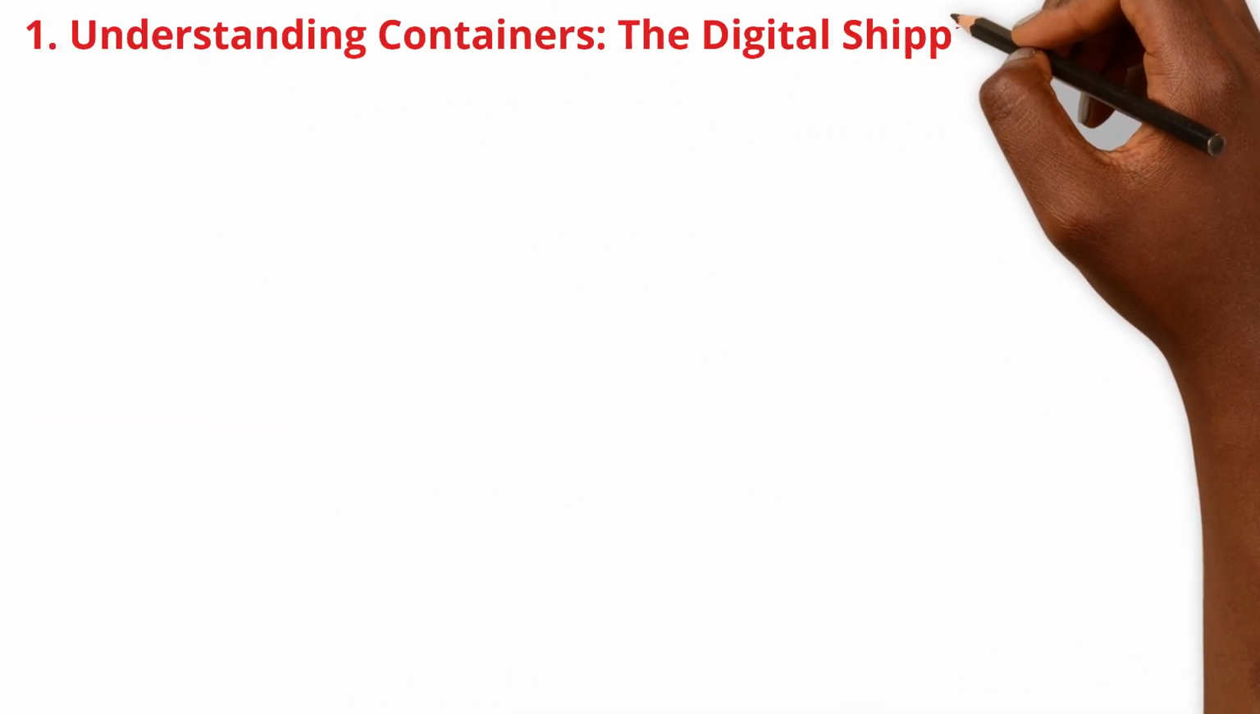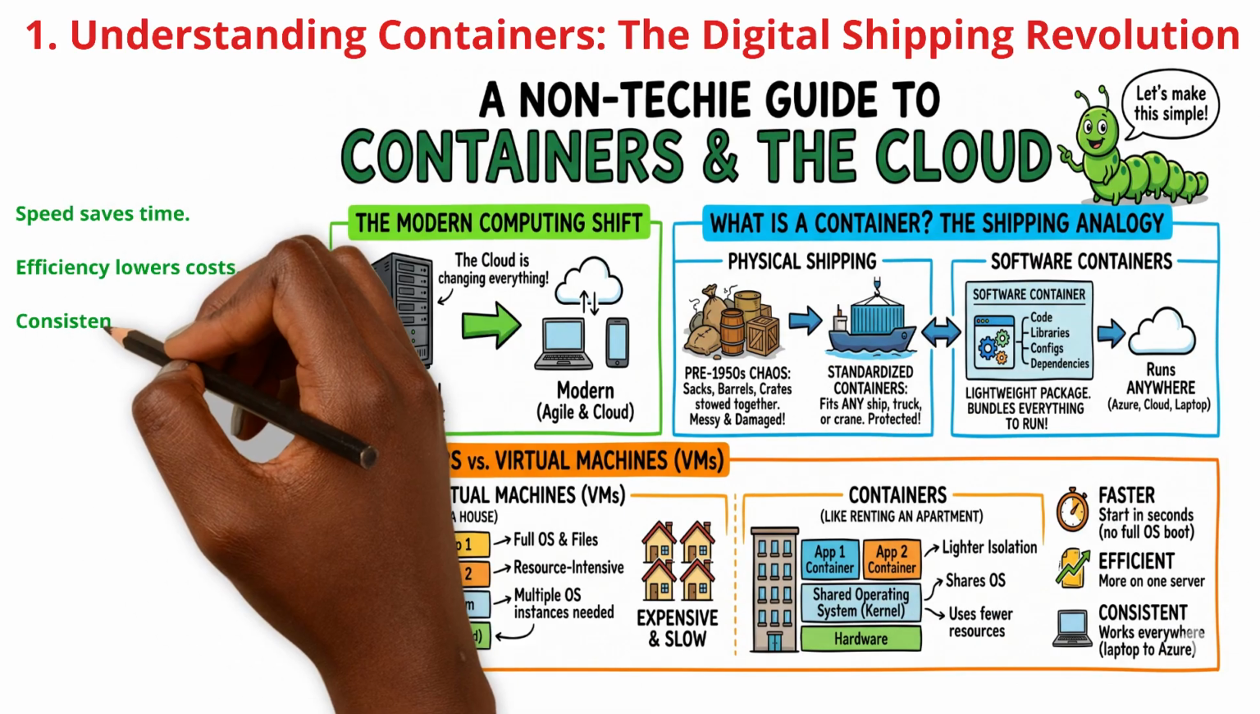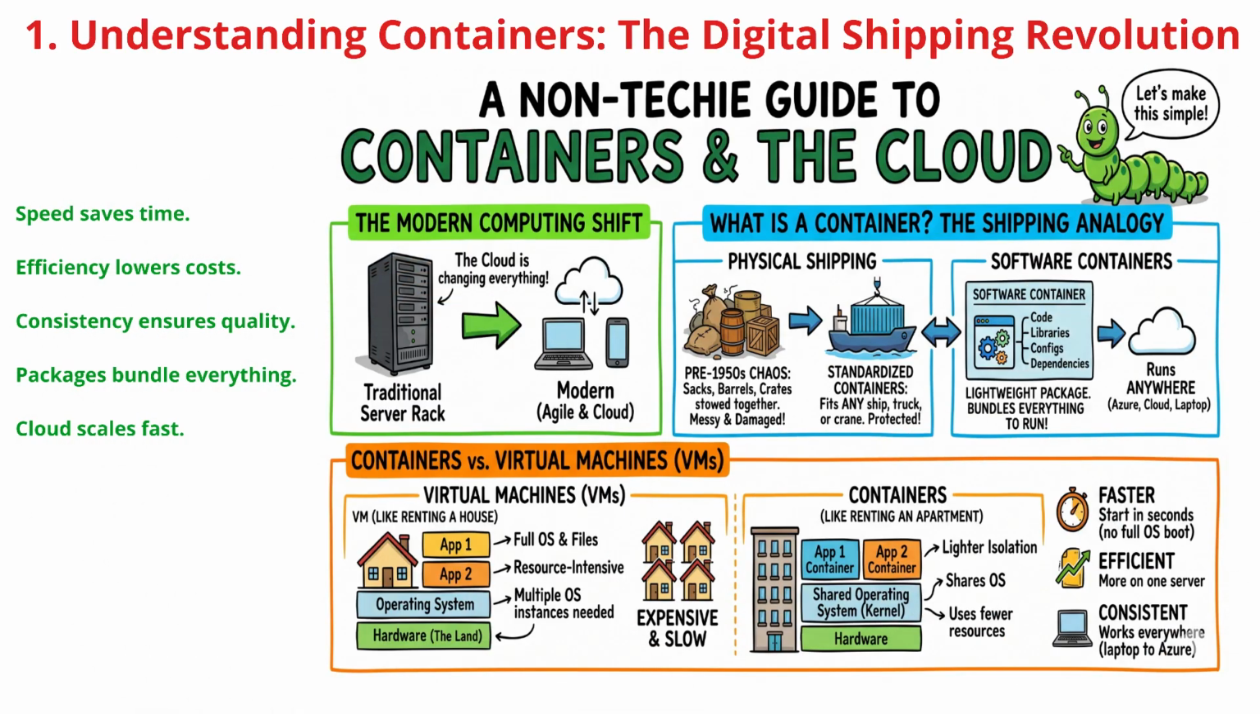Imagine the world of computing before the cloud. It was like trying to ship a pile of loose grain, barrels, and crates all mixed together. It was chaotic, messy, and things broke constantly. That's how traditional server setups used to feel. But then came the digital shipping revolution. Containers. Just like a standard shipping container fits on any ship or truck, a software container bundles your code, libraries, and settings into one neat package that runs anywhere, from your laptop to the Azure cloud.